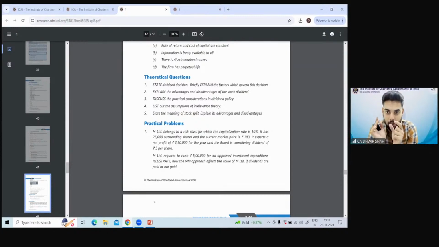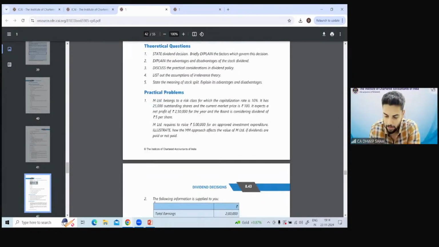See the word, board is considering a dividend. So obviously it would be the expected dividend in the coming year and not the dividend that is already paid. So this 5 is nothing but D1. You need to understand the terminology of the question. AM Limited requires 5 lakh for investment expenditure. Illustrate how MM approach affects the value of AM Limited.